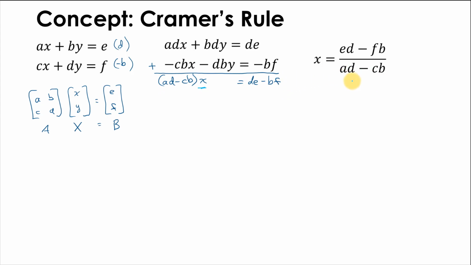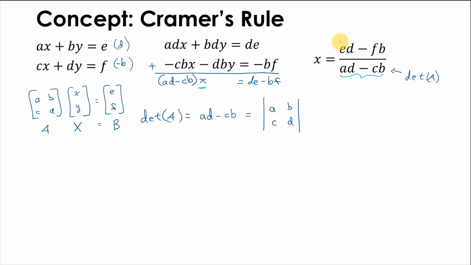Now, hopefully this AD minus CB looks familiar to you. Hopefully that looks like the determinant of A here, which we've seen before. AD minus CB, that's the determinant of a 2x2 matrix. I'll go ahead and write this out in this notation here, because we're going to be able to use this to visualize this whole Cramer's rule.